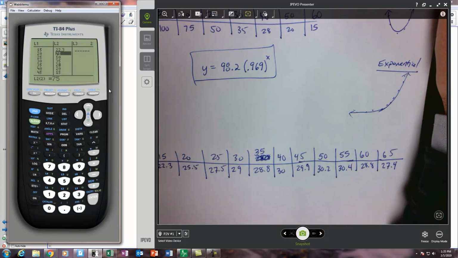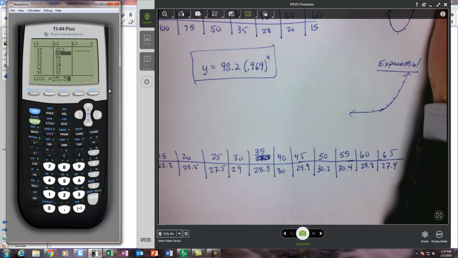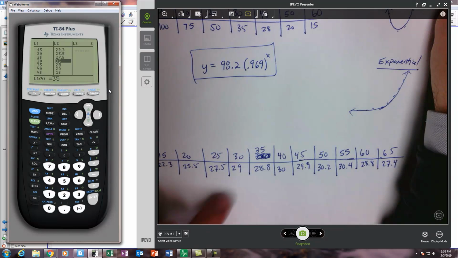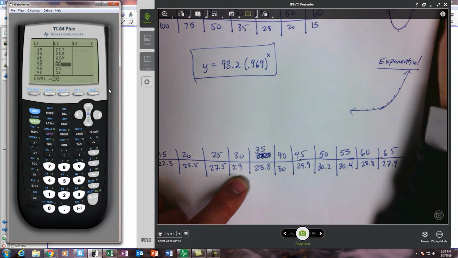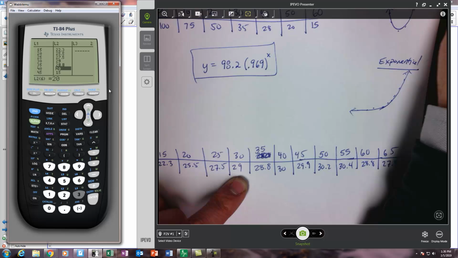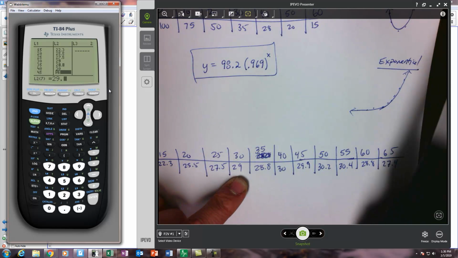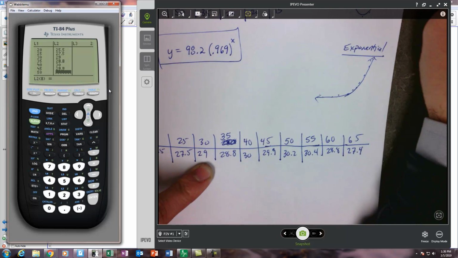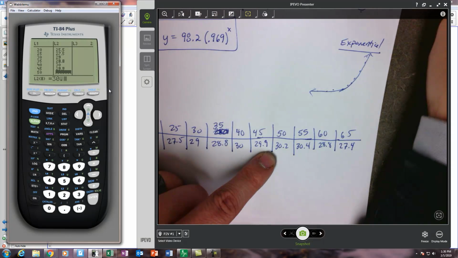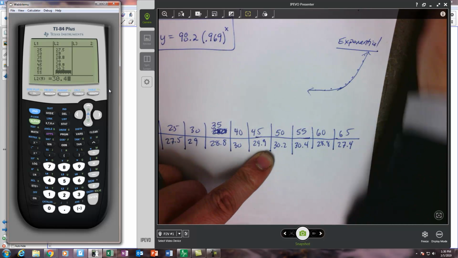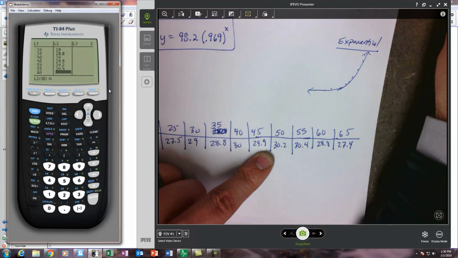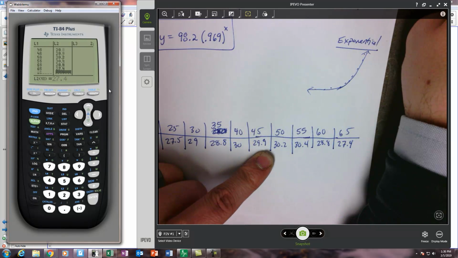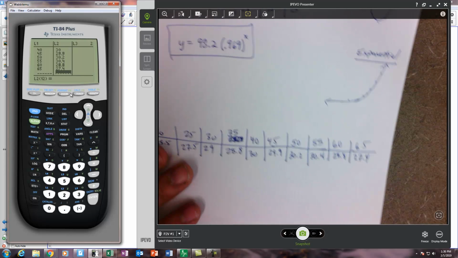So my y values here, if I start back there, is 22.3 to start. And then I'm going to go to 25.5, 27.5, 29, 28.8, 30, 29.9, whoops. Got to get that data in accurately. 30.2, 30.4, 28.8, and 27.4.